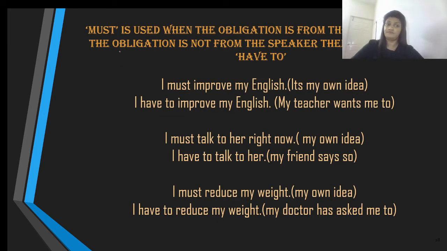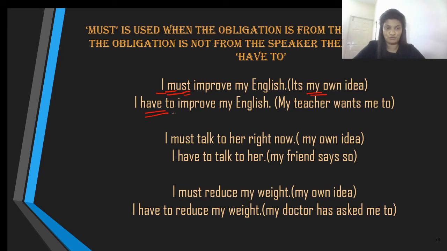Moving on, we have must. Must is used when the obligation is from the speaker, and when the obligation is not from the speaker, then use has to or have to. Let me clarify what that is. When you say, I must improve my English, it means that I myself think that there is something that I lack in my language and I want to improve my English. It's my own idea, it's my own opinion. So, this is my own opinion, I'm not saying this because somebody else said, but then I personally believe that I must improve my English.